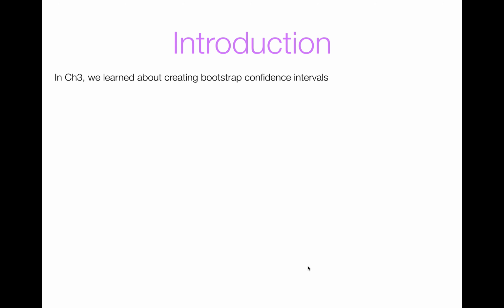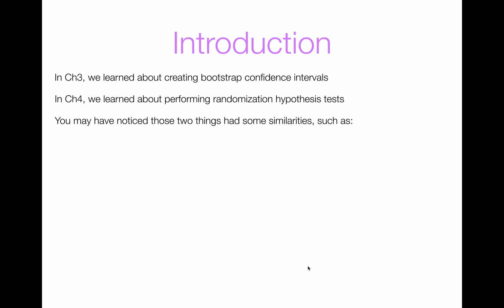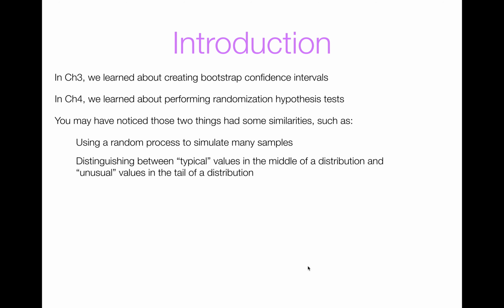Back in Chapter 3, we learned about creating bootstrapped confidence intervals. This time in Chapter 4, we learned about performing randomization hypothesis tests. And you might have noticed that these two things have a lot in common. For example, in both of them, we're using a random process to simulate many, many samples, and then we're computing statistics based on those samples. And we're using what we find to distinguish between a typical value, which falls somewhere in the middle of a distribution, and an unusual value, which falls somewhere in the tail of a distribution.